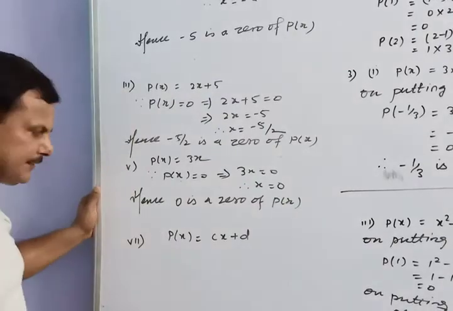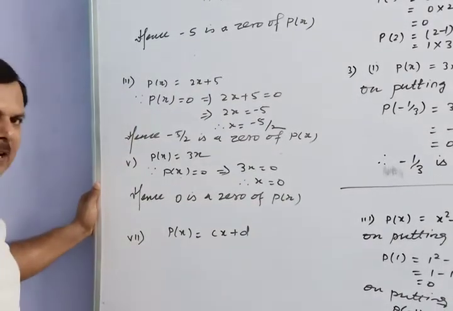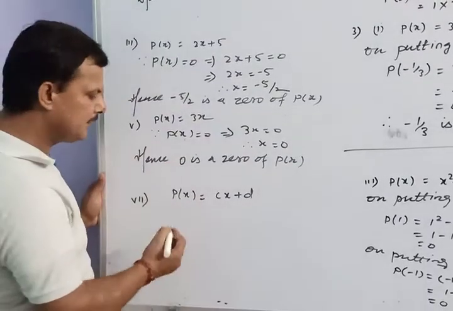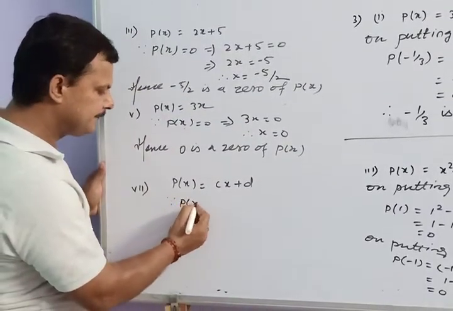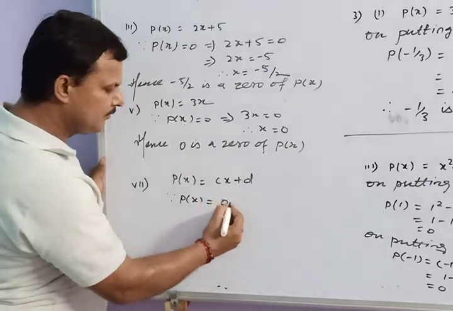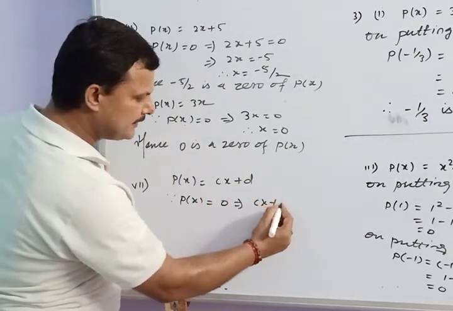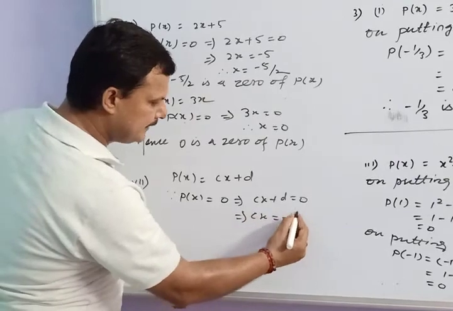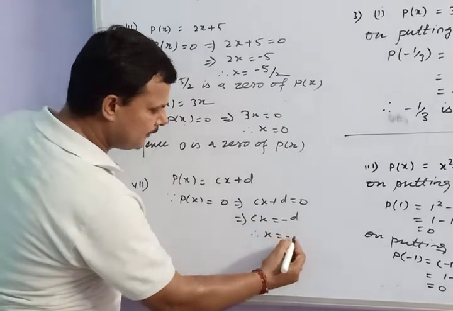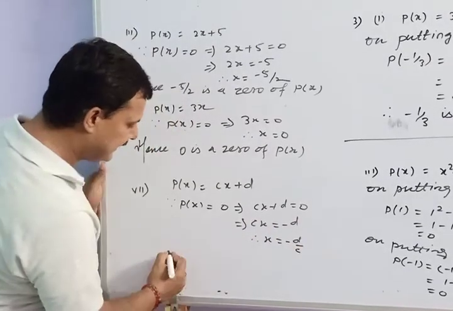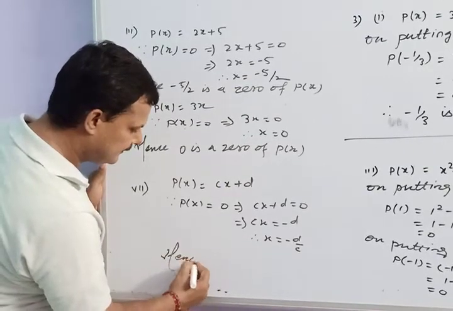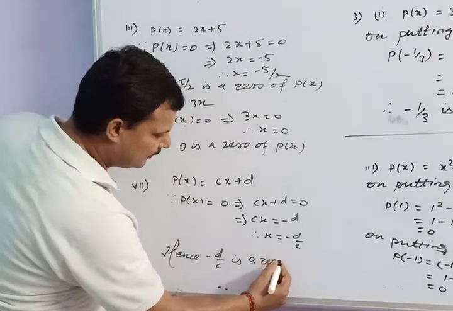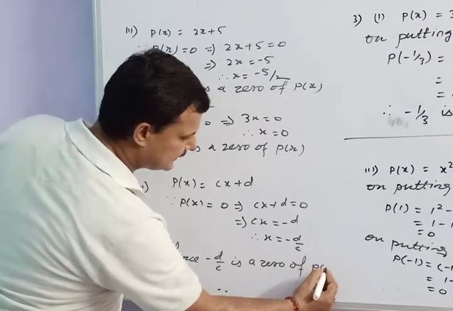Last question of the exercise. Again, you have to find the zero of this polynomial. This is a linear polynomial, you know better. So since p(x) is equal to 0, that implies cx plus d is equal to 0. That implies cx is equal to minus d. Therefore, x is equal to minus d by c. Hence, minus d upon c is a zero of p(x).